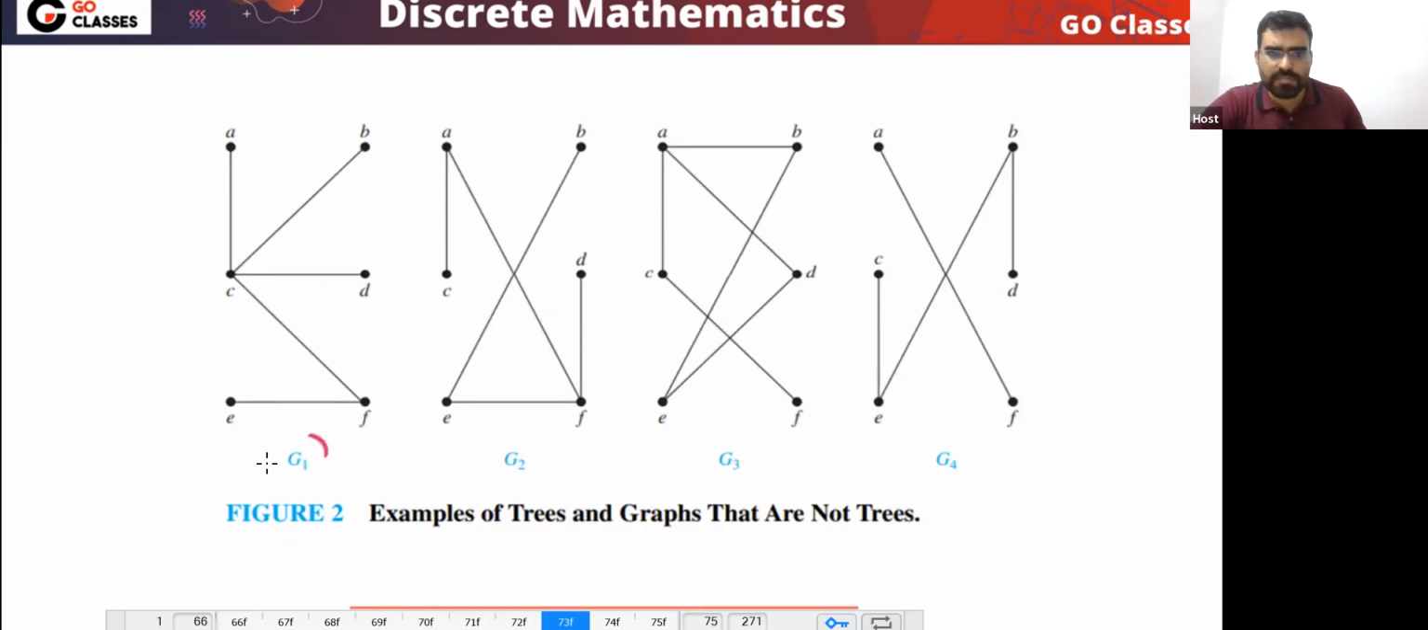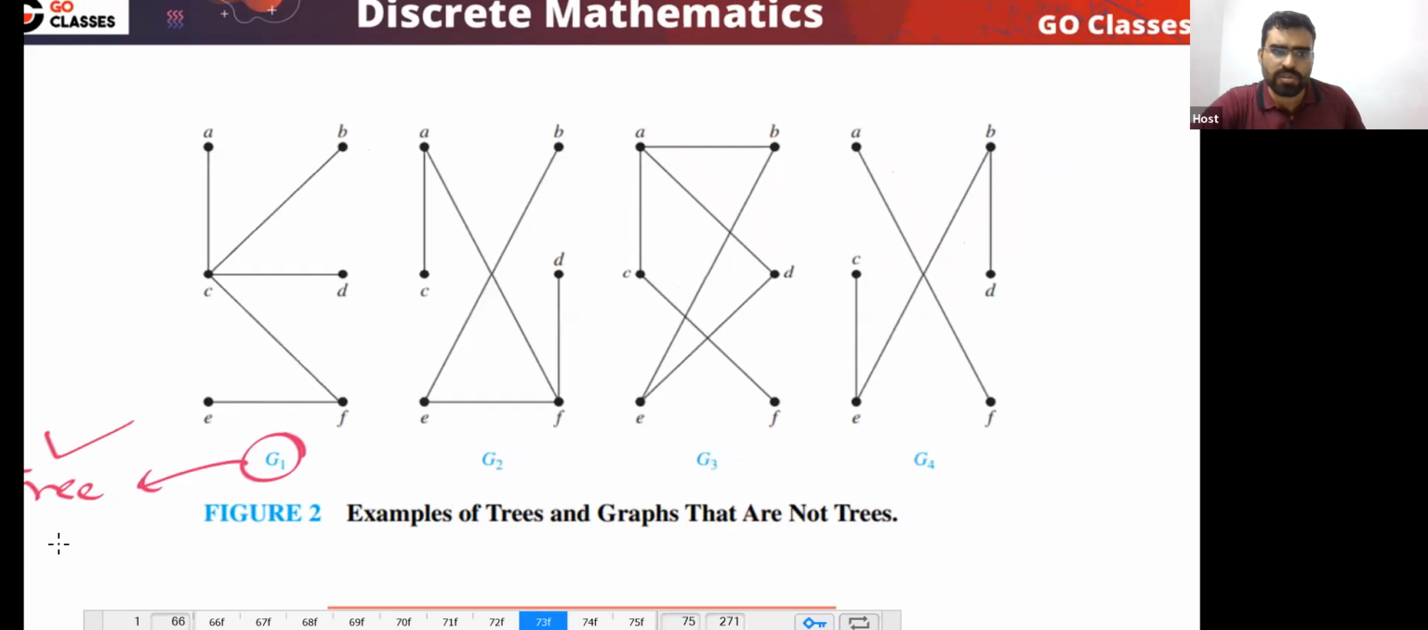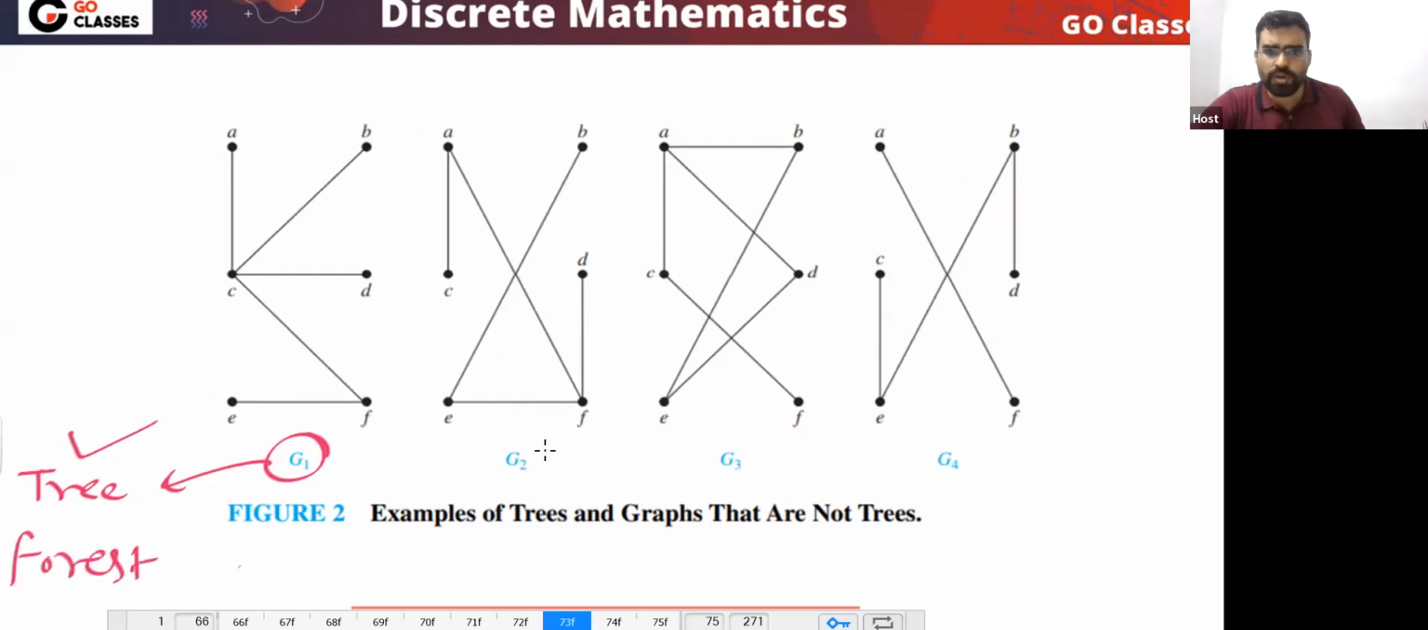Is this a tree? Yes, this is a tree because this is connected and acyclic. This is a tree and also a forest. What about G2? This G2 is a tree and also a forest, because this is connected and acyclic. You can notice this is connected and this is acyclic.